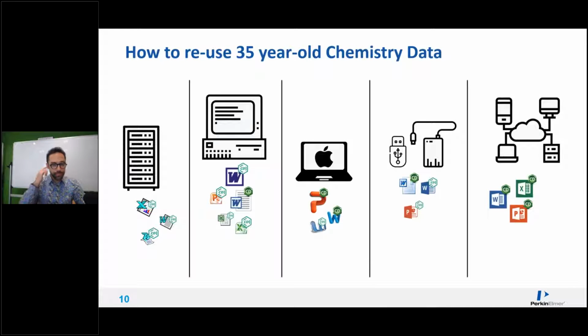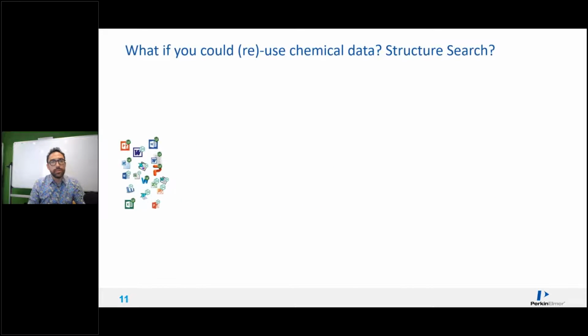So again, ChemDraw is 35 years old as of 2020. It's since 1985, and it means that you have plenty of ChemDraw documents that are buried inside Microsoft Office documents. And as I said, once they are inside an Office document, they're essentially dead data. They're very difficult to resuscitate. So what if you could reuse that chemical data you already have produced?